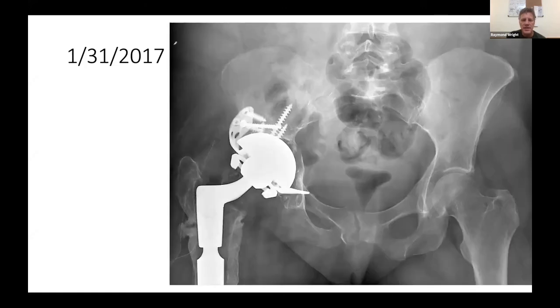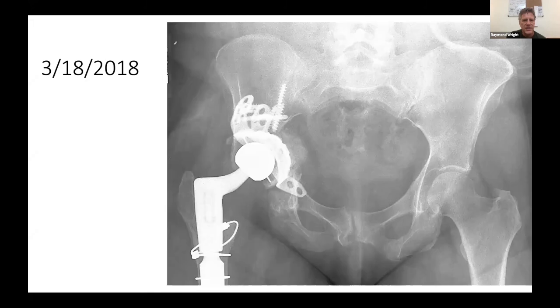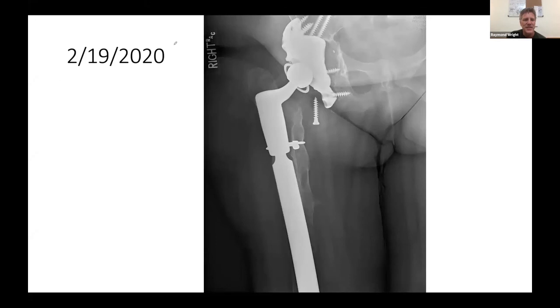She had gone on to have a revision arthroplasty with a cup and a cage, which had gotten infected. And she had undergone another two-stage revision to a new revision prosthesis, which had gotten infected. She had multiple stages. And here she is, the last x-ray that I see. She's followed up with one of my senior partners and seems to be doing reasonably well, and is still hooked on narcotics.